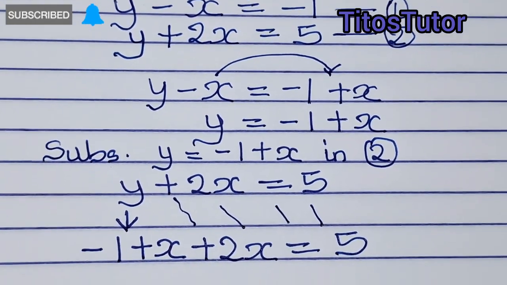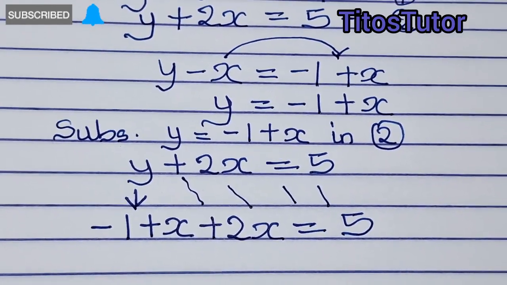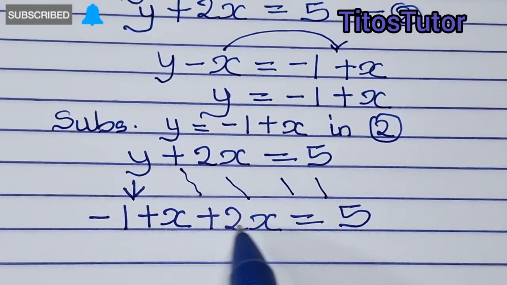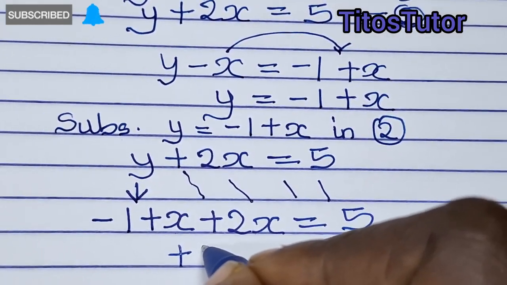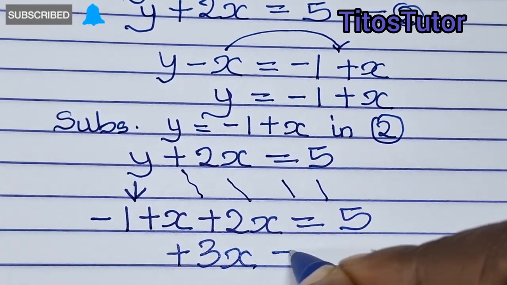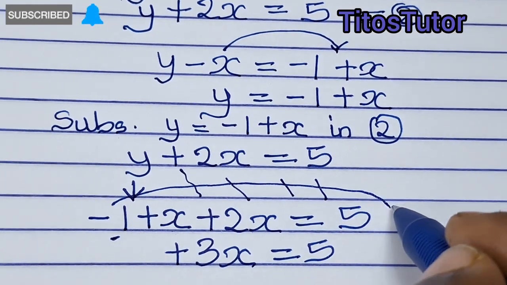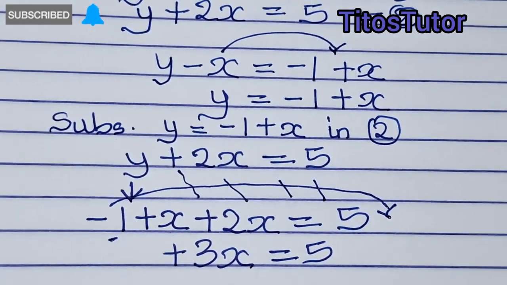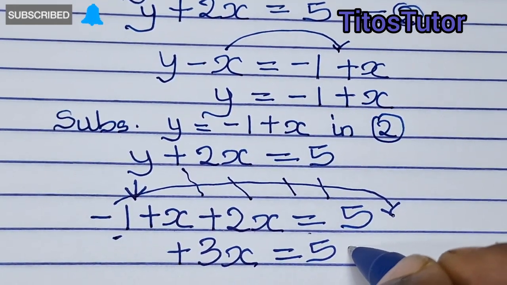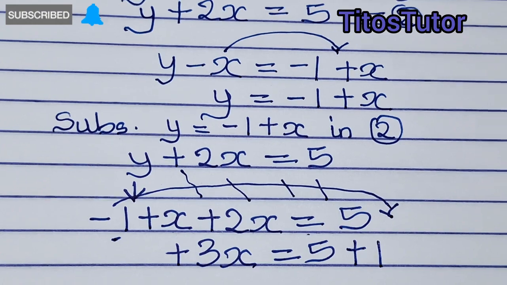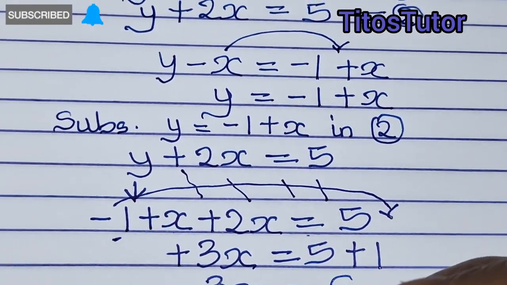So now can you see I have only x in my equation, so I can actually find the value of x now. So these two are like terms. x plus 2x is 3x is equal to 5. Can you see this one is going to come and join 5, because 5 and -1 are like terms, but because it is crossing an equal sign, it changes from -1 to +1, right? So here we have 3x is equal to 6.